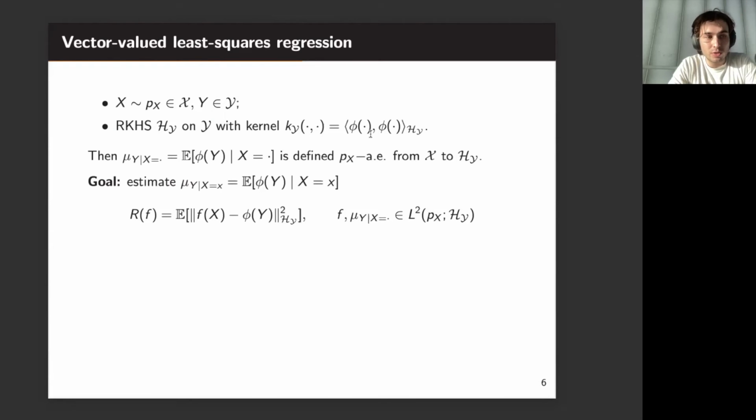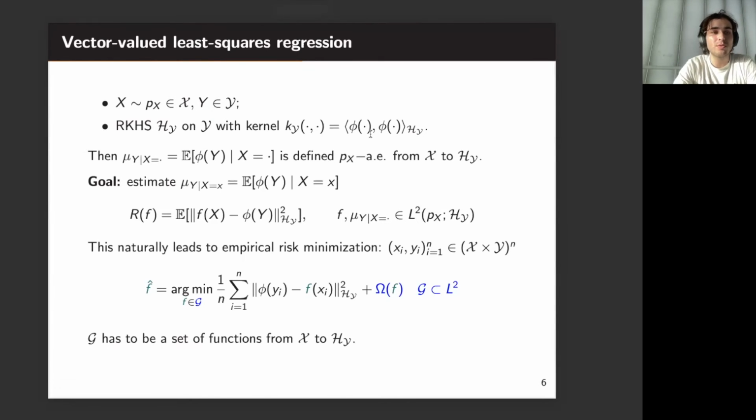Starting from the population loss, the next natural step is to consider empirical risk minimization. But since L2 is too big for optimization, we consider a subset G of L2, and G will be our hypothesis class, a set of functions from X to H_Y. In addition, we will introduce a regularization term to avoid overfitting.